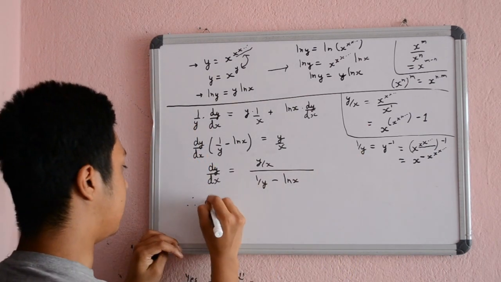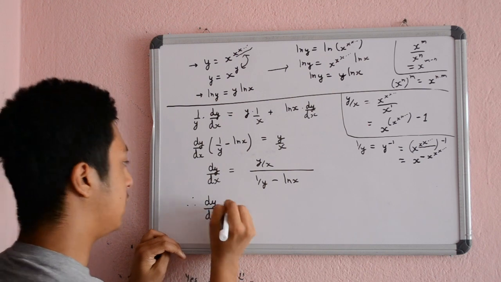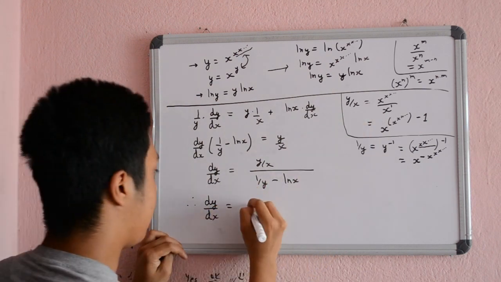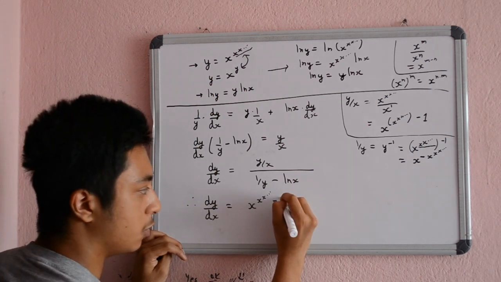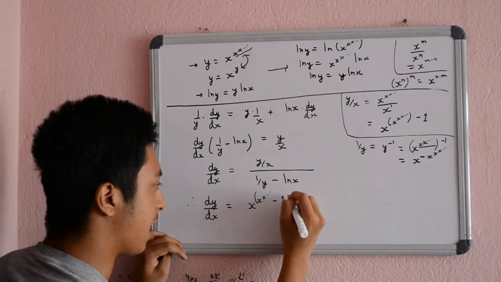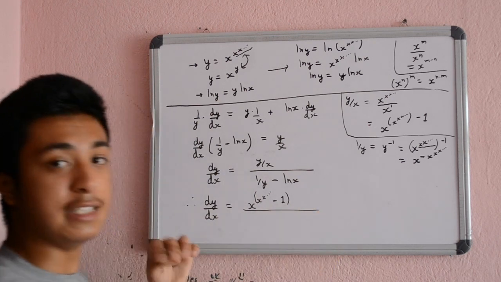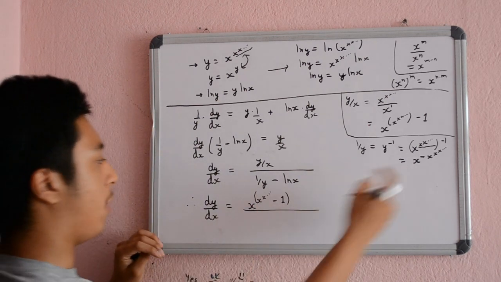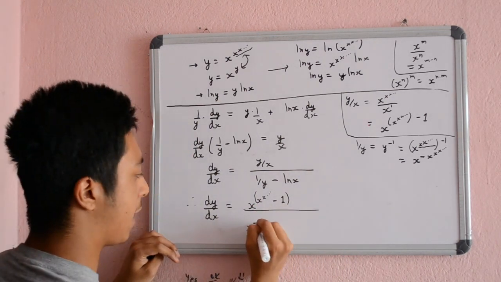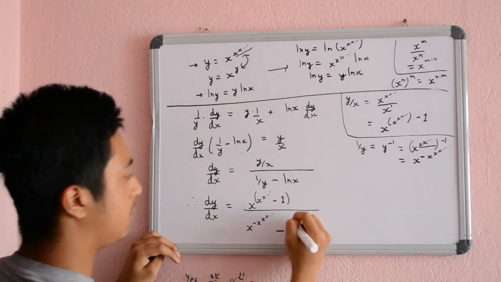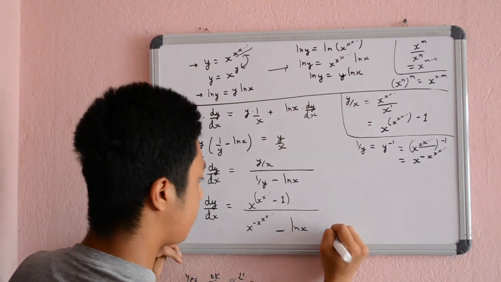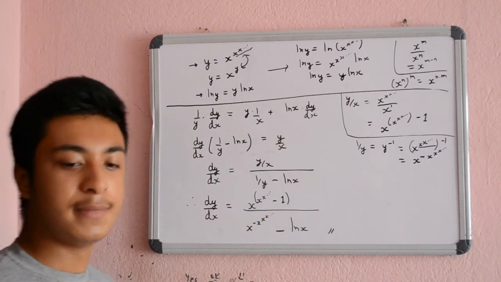So finally dy by dx is equal to x to the power of x to the power of x, and so on, minus 1. So let me just put it like this to make it less confusing. And 1 by y is x to the power of minus x to the power of x to the power of x, and so on. And here just minus ln x, and there we go.